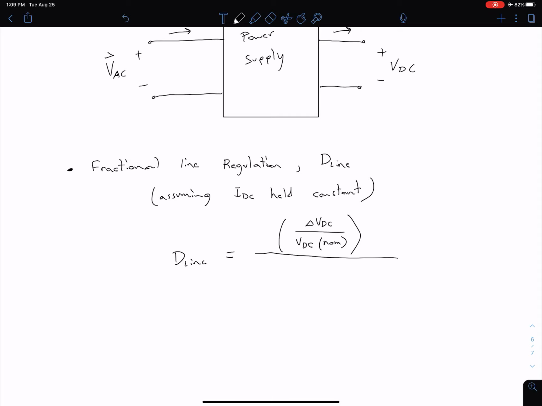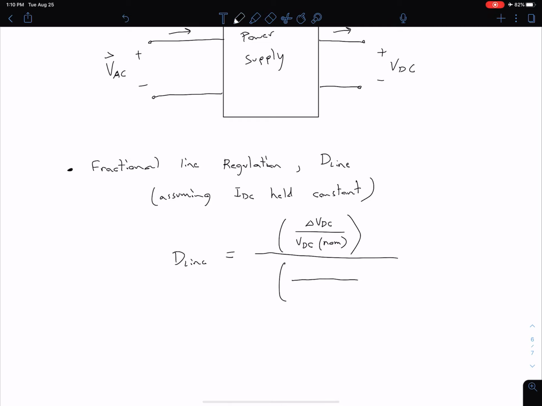And so all I mean by nominal is basically the nameplate value of it. So if a power supply says it's outputting 12 volts, VDC nominal is 12. Now if we go to actually measure that, we might see that it is 12.5. So obviously that's not going to be the same as the nominal value. So in the denominator, we're going to have another fraction.